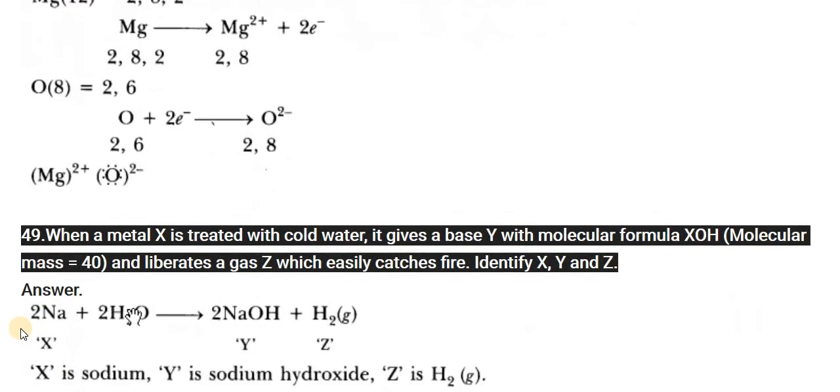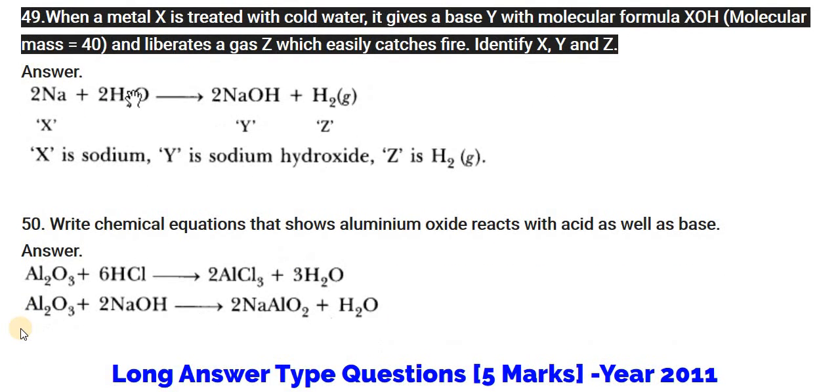Now the next question, question number 49. When a metal X is treated with cold water, it gives a base Y with the molecular formula XOH, where the molecular mass is given as 40, and liberates a gas Z, which easily catches fire. Identify X, Y and Z.